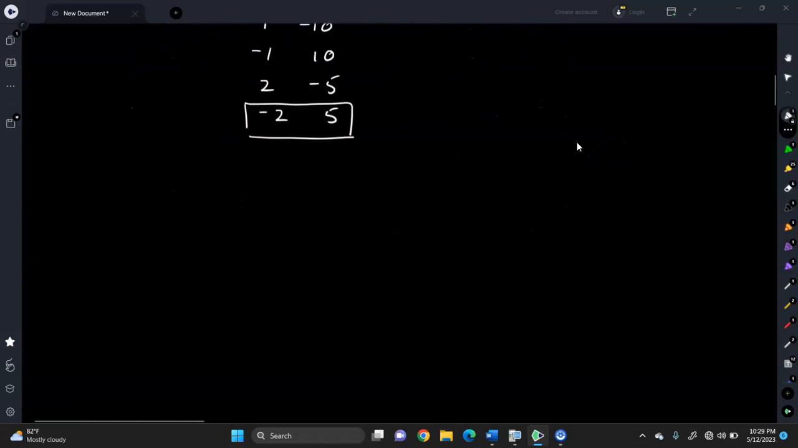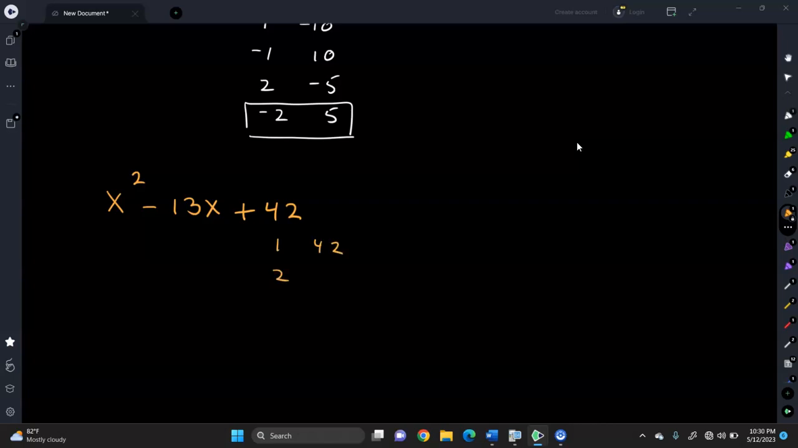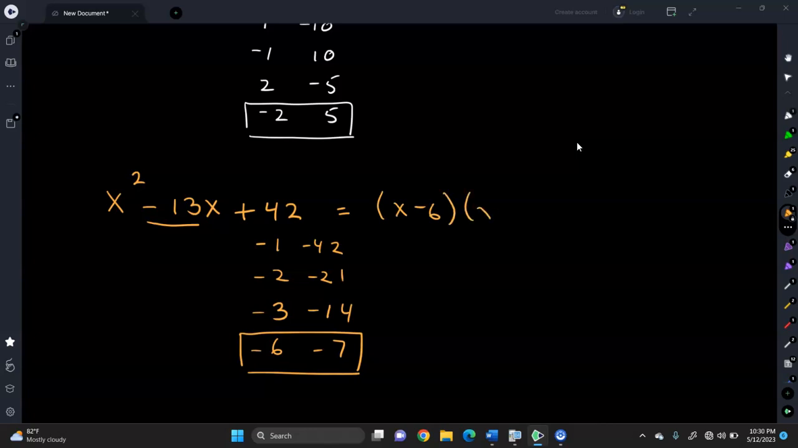And then, of course, we might have something where both numbers are negative. So let's say that we have x squared minus 13x plus 42. So here we're looking at 42. Of course, we've got 1 and 42, 2 and 21, 3 and 14, or we can have 6 and 7. But if we try to add up any of those, there's no way they're going to add up to a negative 13. So in order to multiply to a positive but add to a negative, they both need to be negative. So in this case, we're looking at negative 6 and negative 7. So we've got x minus 6 times x minus 7.